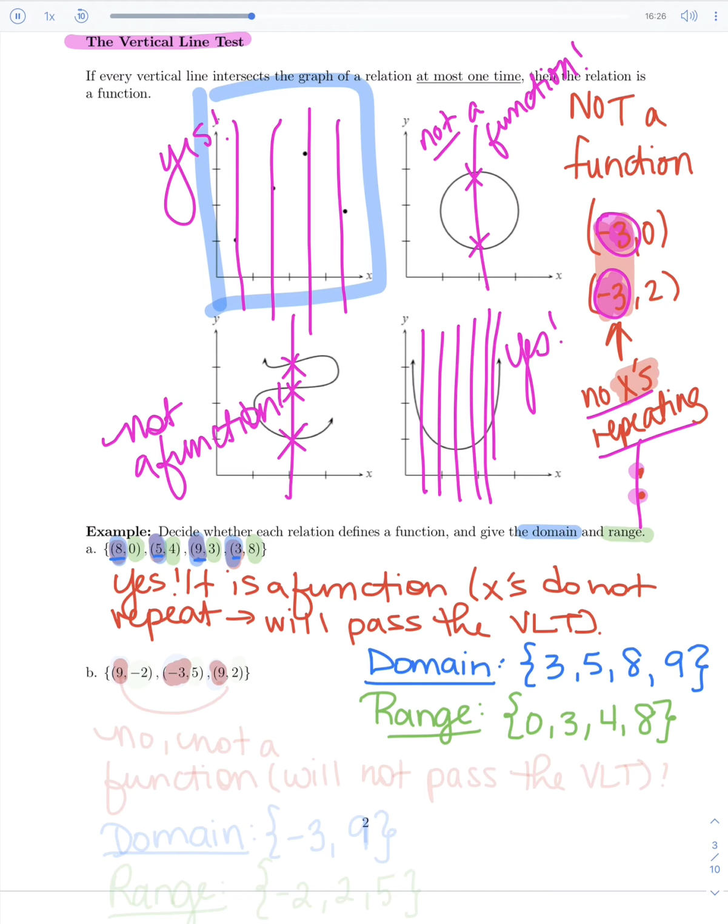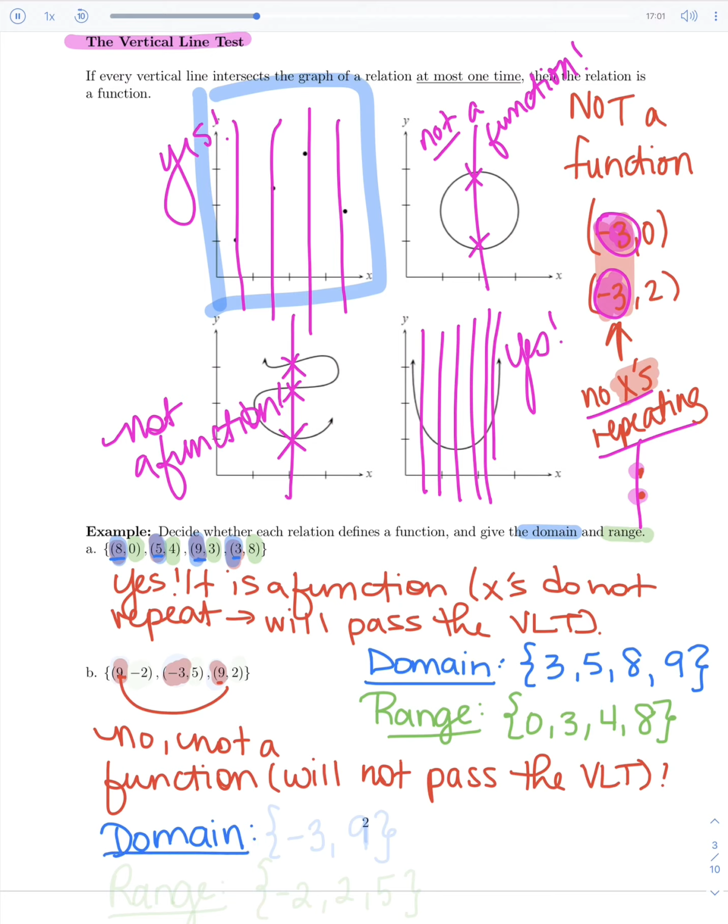On the first and the last point, we have a repeating x value. What this means is no, this is not a function. Because the x values repeat, it will not pass the vertical line test. However, we still would like to find the domain and the range. So let's start out with the domain, which means starting to look at those x values.